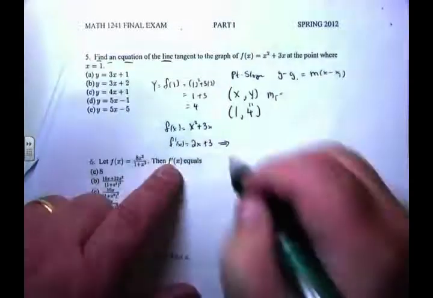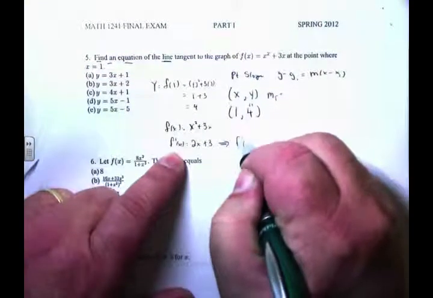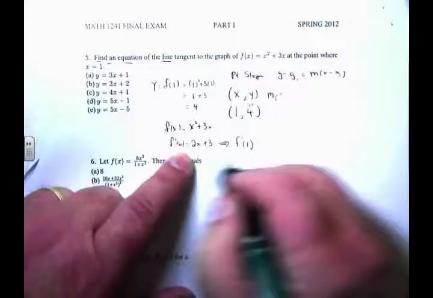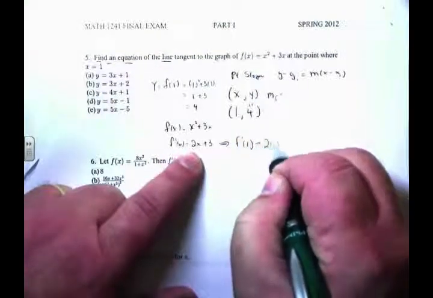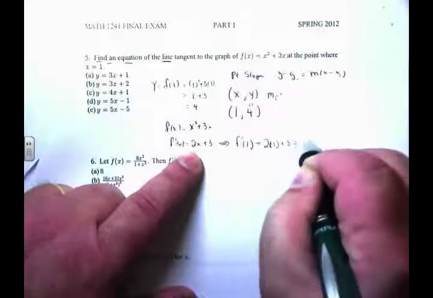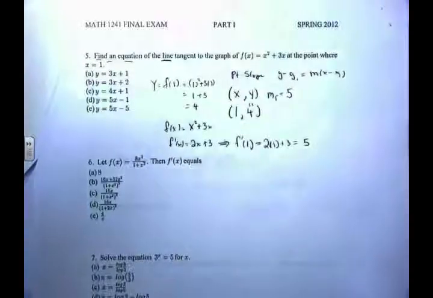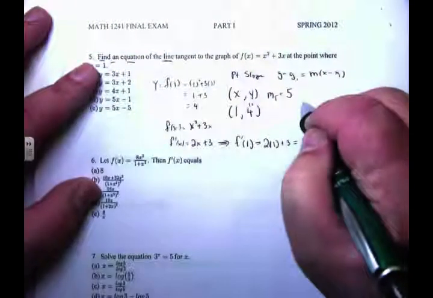It's not actually the slope. How do I get the slope? I plug in the x-coordinate of the point that I want, which was x equals 1. So f prime of 1 is equal to 2 times 1 plus 3, which is equal to 5. So the slope of my tangent line is equal to 5. Does that make sense?